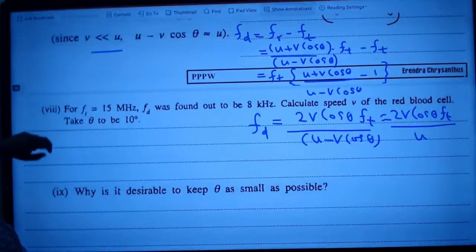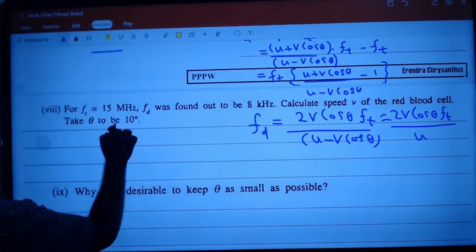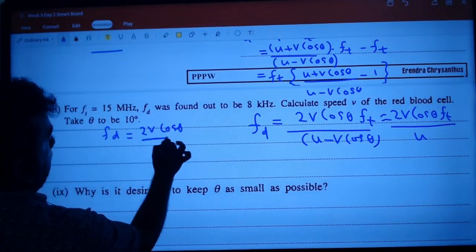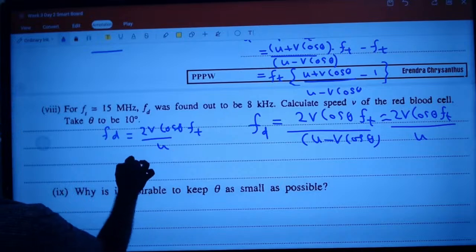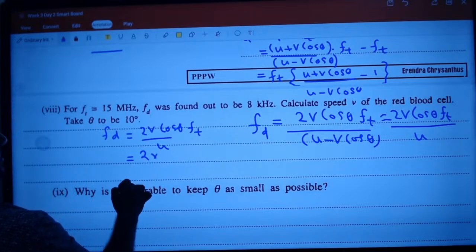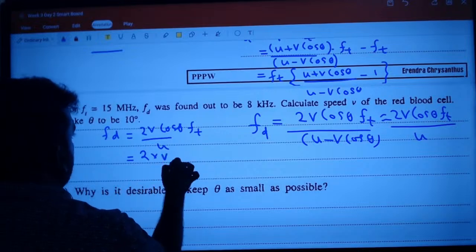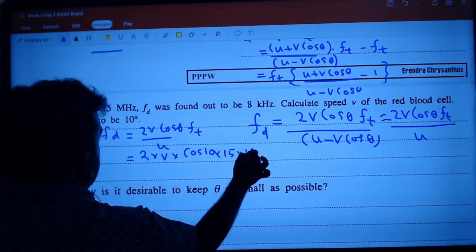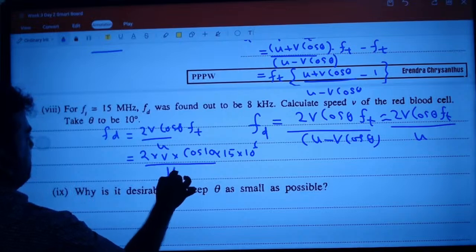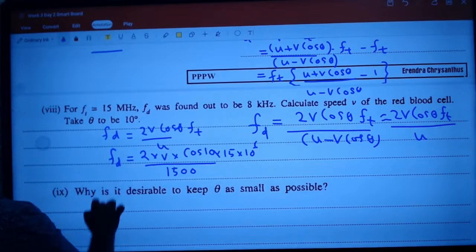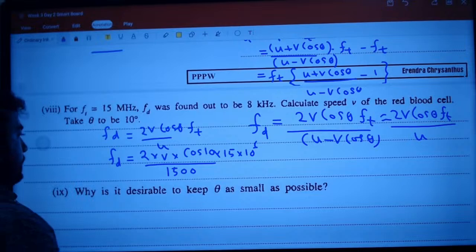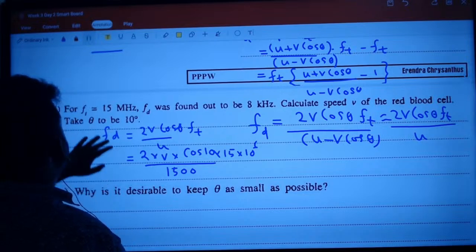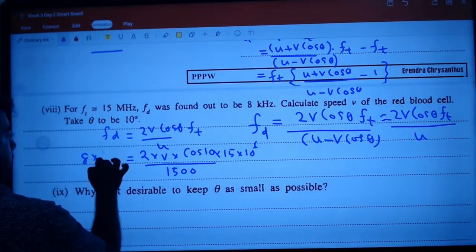Now you know the equation. FD is equal to 2V cos theta divided by U times F transmitted. So 2 times V, cos 10, transmitted 15 megahertz. U is 1500. Simplify it. Doppler is 8 kilohertz.